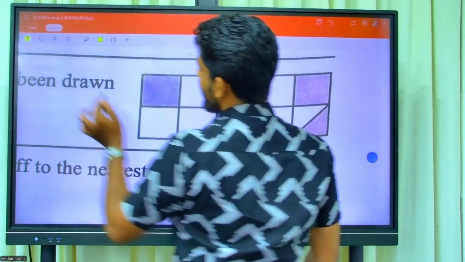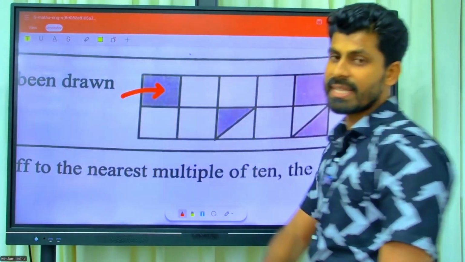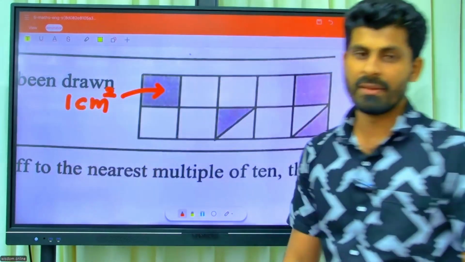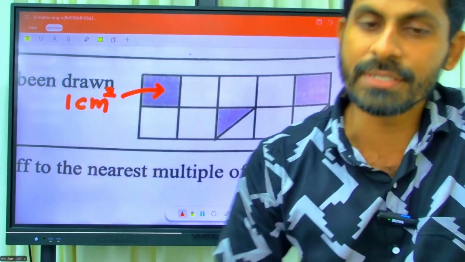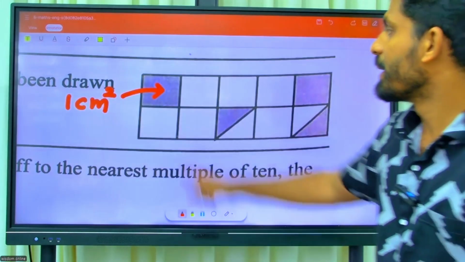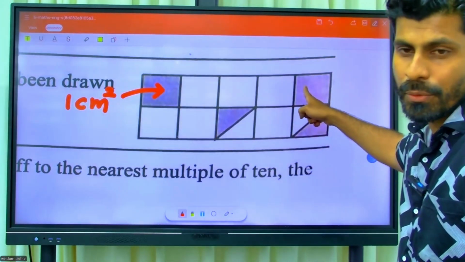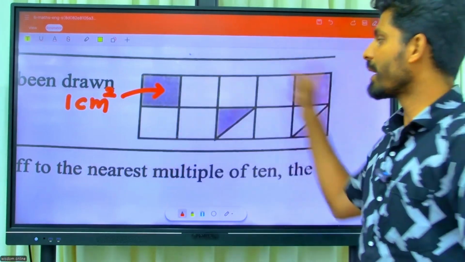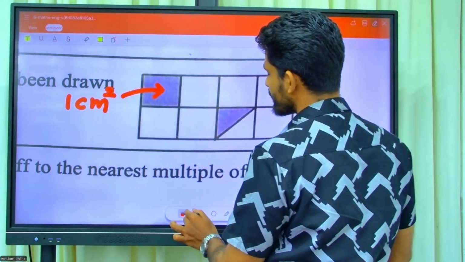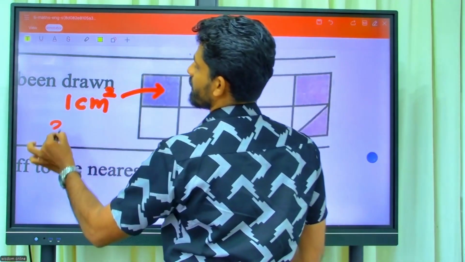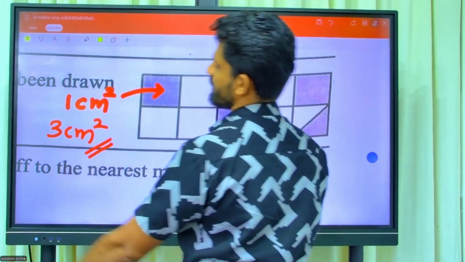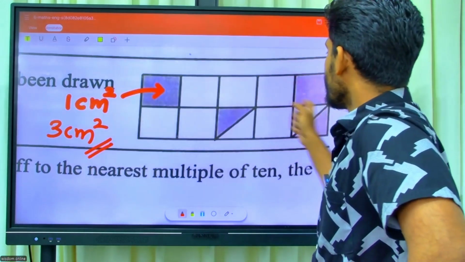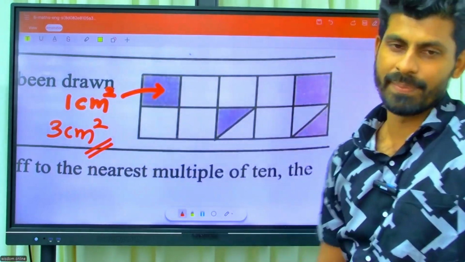So what is the area of 1 square? The area of 1 square equals 1 square centimeter. So 1, 2, half, 1. Either 1, 2, 3. So what is the answer? 3 square centimeters. So what is the area of the shaded part? 1, 2, then half, 1. Altogether 3.